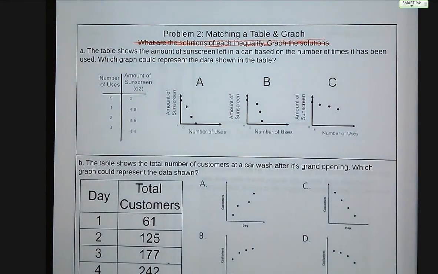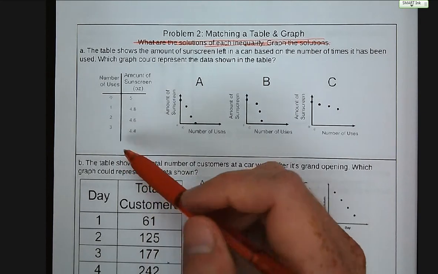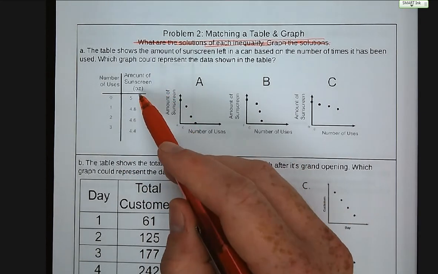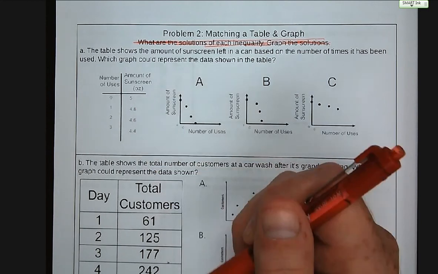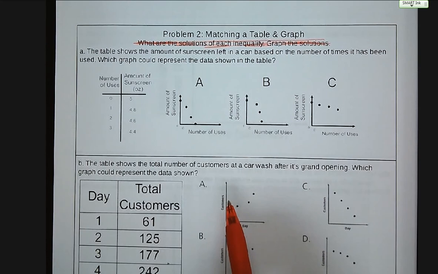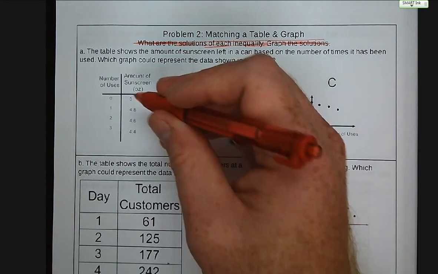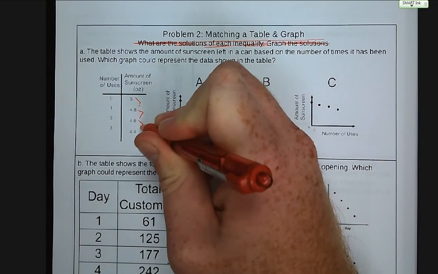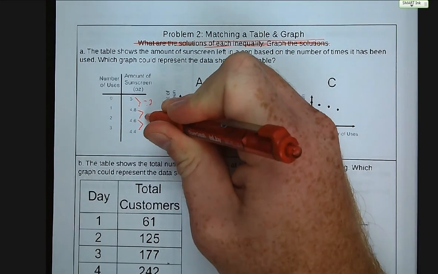All right. The table shows the amount of sunscreen left in a can based on the number of times it has been used. Which graph could represent the data shown in the table? So we have number of uses, 0, 1, 2, and 3. And we have the amount of sunscreen measured in ounces left in the can, 5, 4.8, 4.6, and 4.4. And we want to figure out which of these three graphs could potentially represent this information. So if I notice my difference from each level of my sunscreen is a decrease of 0.2.